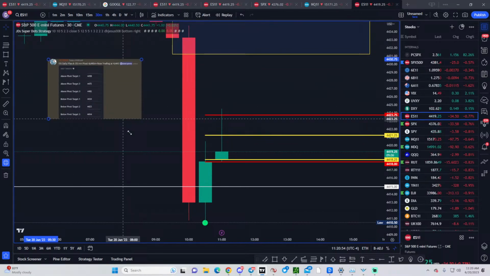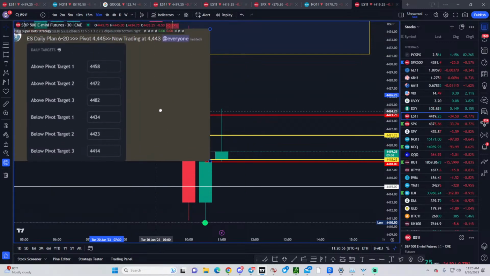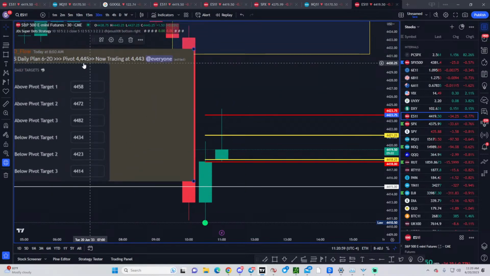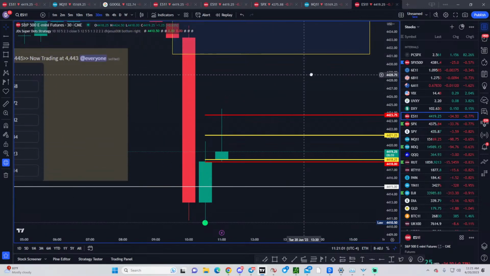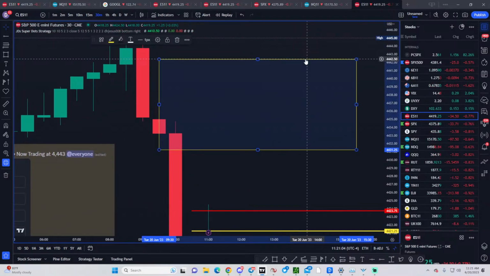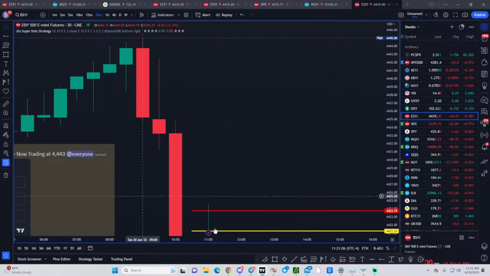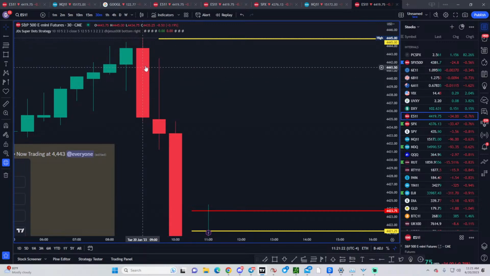When you look at the plan that I provide here every day, I'll give you a pivot. So pivot 44.45. When I give you a pivot 44.45, a pivot is basically a zone. So if I give you 44.45 at 9:30 a.m., 44.45 is right here. When you look at this candle, it's a 9:30 candle, opening at 35. We got all the way up to 42 and a half.